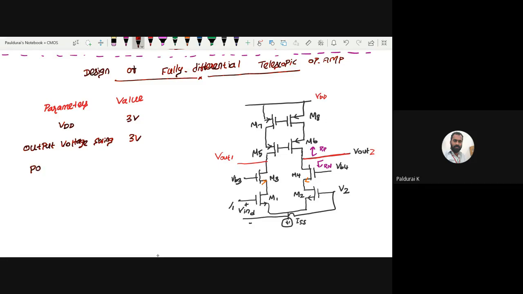Third one, the power dissipation, it has to be given. How much power it may dissipate, right? Power dissipation, take some 10 milliwatt. Okay, and fourth one, the gain. I want to design an amplifier for a gain of 2000.